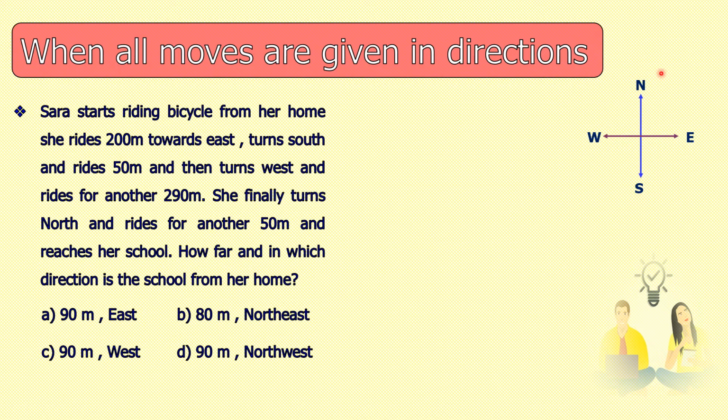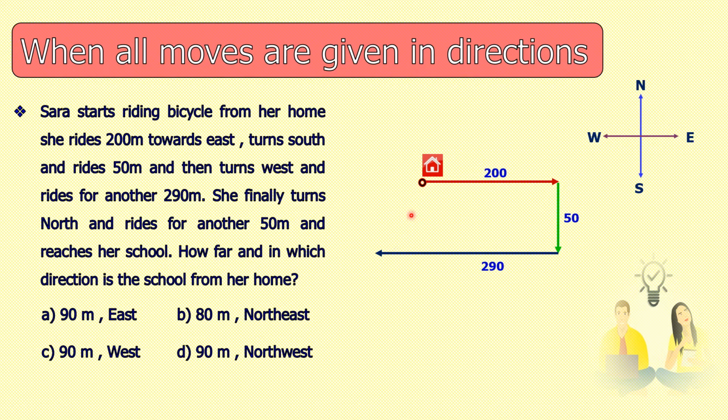We'll first draw our directions, because we generally don't go wrong with north and south, but we can make mistake when we are turning east or west. So we'll draw this and we'll refer to this as we are solving our problem. Sarah's home. She rides 200 meters towards east. She then turns south and rides 50 meters. And then turns west and rides for another 290 meters.